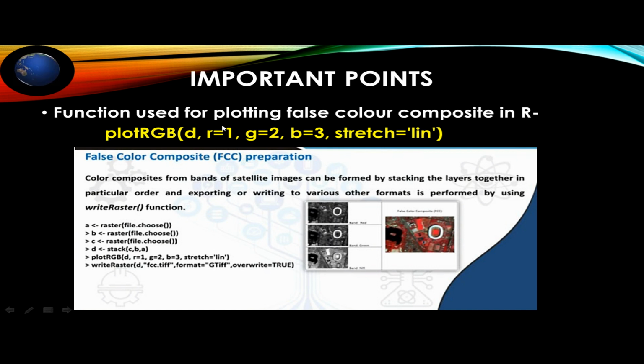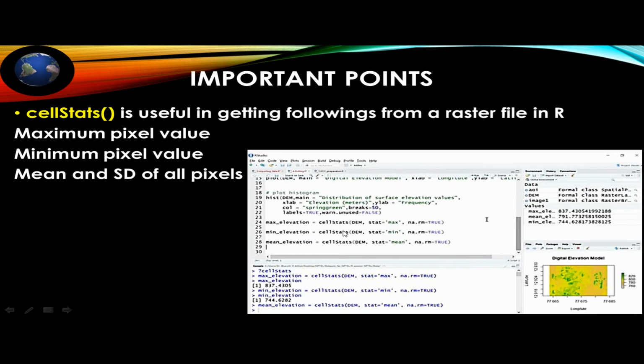So the function for false color composite in R is plotRGB. D, D means the final stack image. R is equals to 1. R means red is 1, green is 2, blue is 3. Stretch in line. So this is the false color composite function.